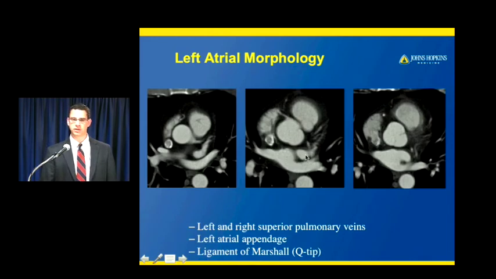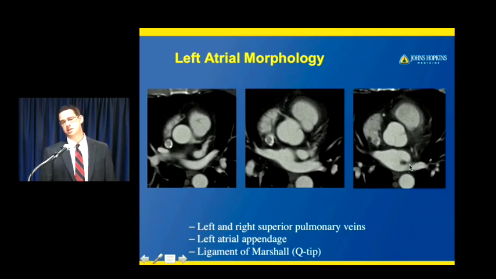As we go more inferiorly, you start to see the left atrial appendage going away, and we get right here where we get this little piece of tissue which is separating the left superior pulmonary vein from the left atrial appendage. This actually has a special name. It's called the ligament of Marshall, or the Q-tip.